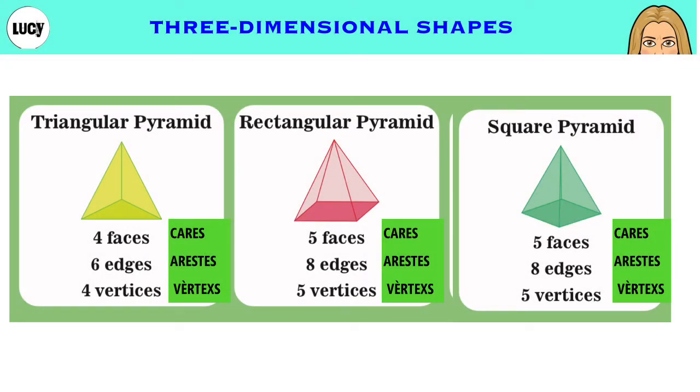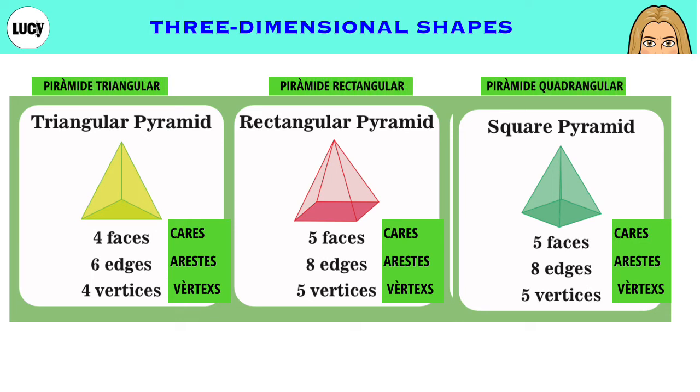Triangular pyramid: 4 faces, 6 edges, and 4 vertices. Rectangular pyramid: 5 faces, 8 edges, 5 vertices. Square pyramid: 5 faces, 8 edges, 5 vertices.